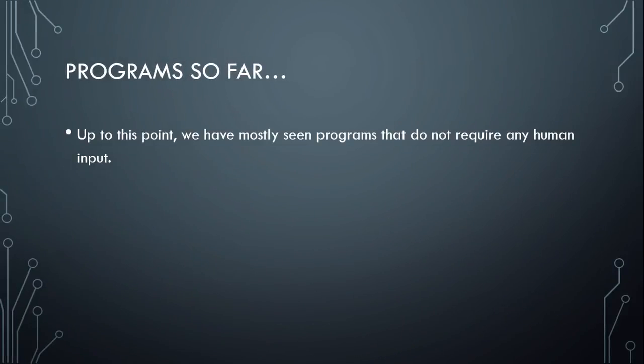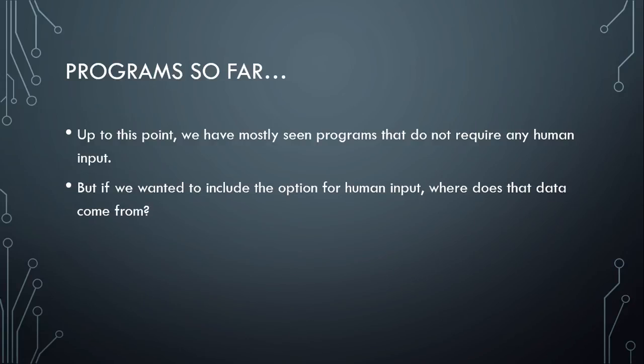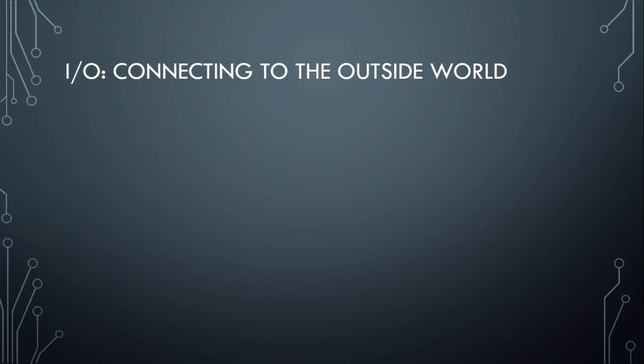The programs we've done up to this point have pretty much no requirement for human input. We just load up the program, enter whatever values you want in memory, and say run, and it just does it. But what if we wanted to include the option for human input? Where does that data in turn come from? This is how we get into I/O, which is connecting the computer to the outside world, because otherwise it's self-contained.